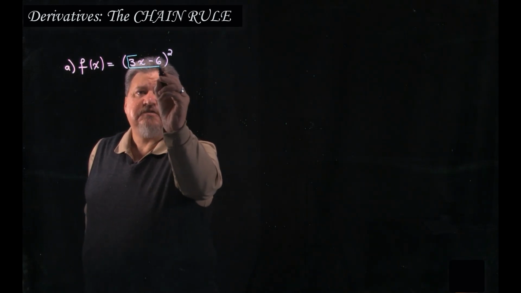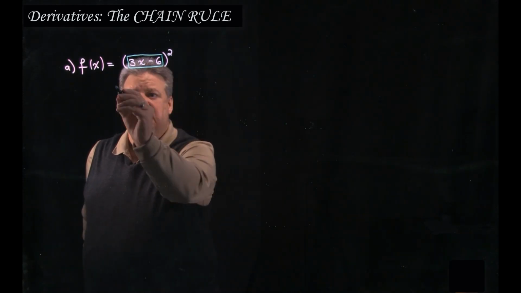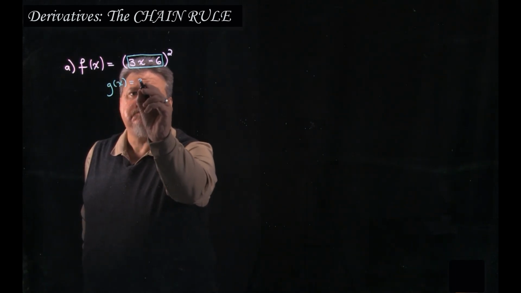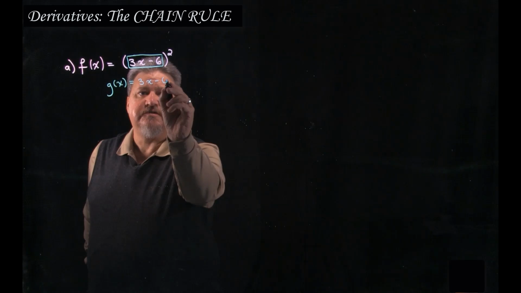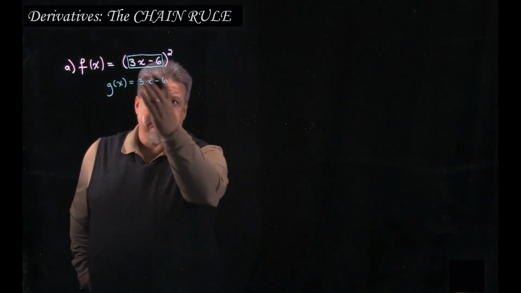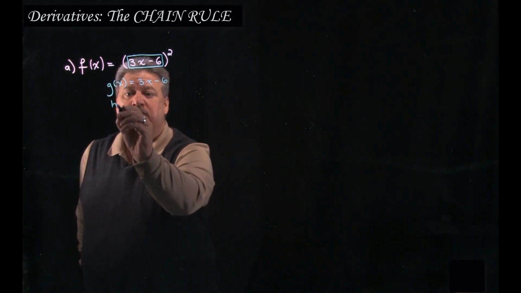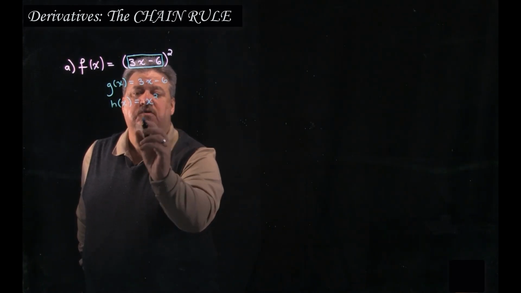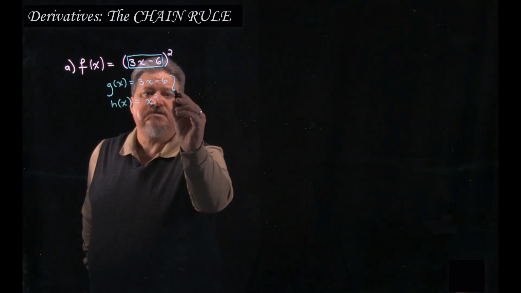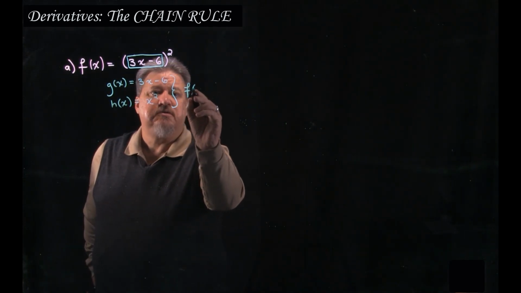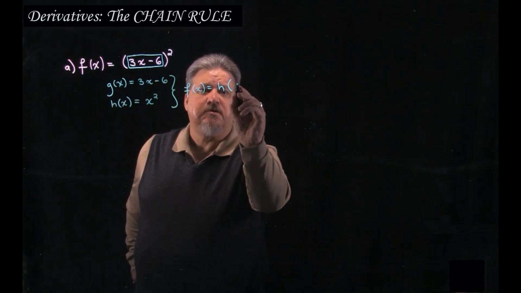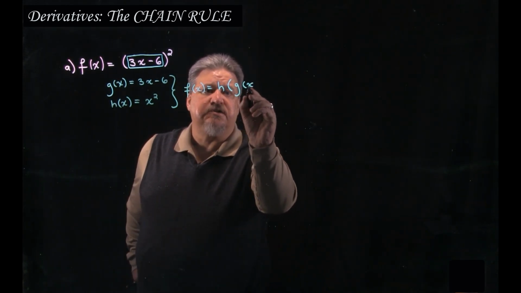Alright, so we have an inside function and we have an outside function, so let's see what they are. The inside function is g of x is 3x minus 6. Clearly we see this inside the parentheses. A little more precisely, it's inside the squaring function. Squaring function is written as h of x equal x squared. So what we're saying is, in this case, f is written as the composite of h of g of x.